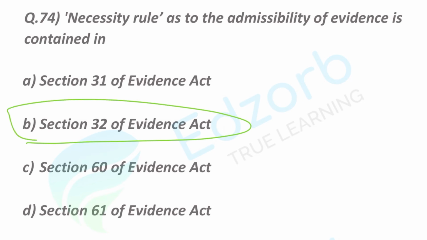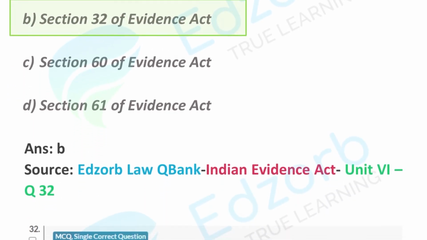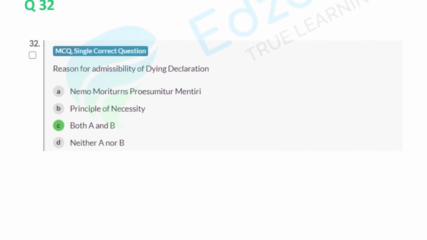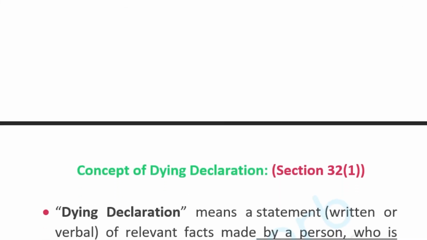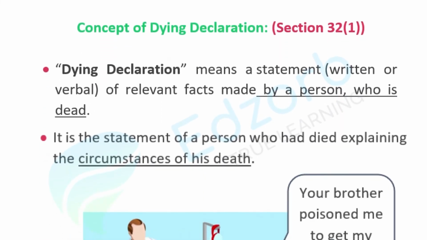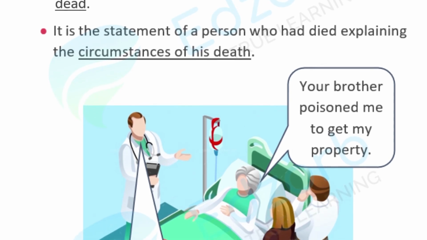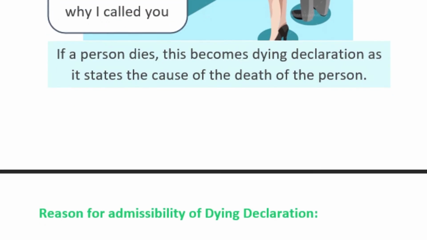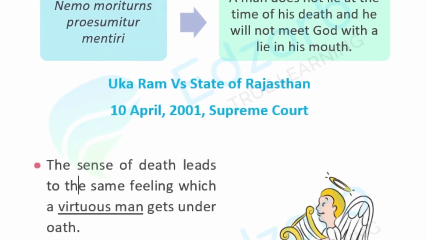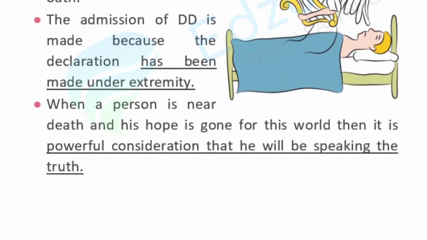This brings us to question number 74, which is talking about the necessity rule envisaged under section 32 of the Evidence Act. You had to hit option B over here, which was the correct option. Now, dying declaration is understood as something which is an evidence of sterling quality and bears 100% truth, because a man on his deathbed will not lie and will be speaking the truth.